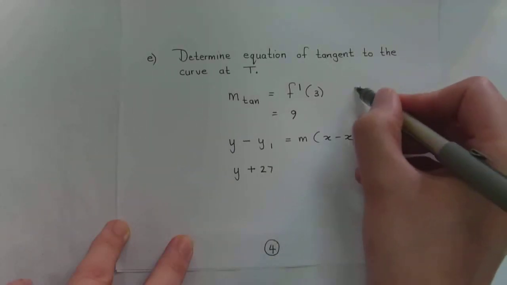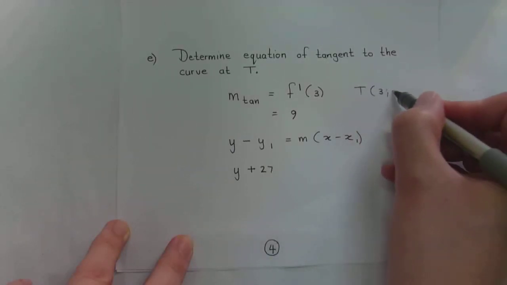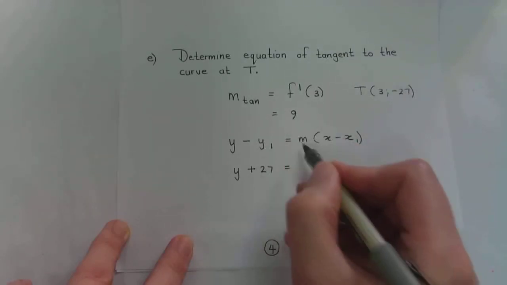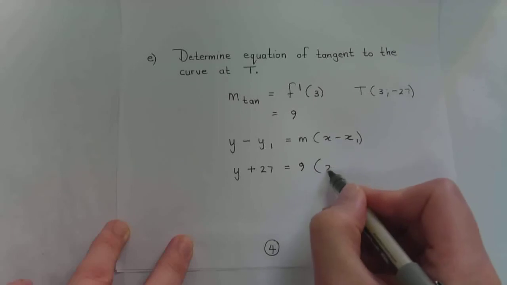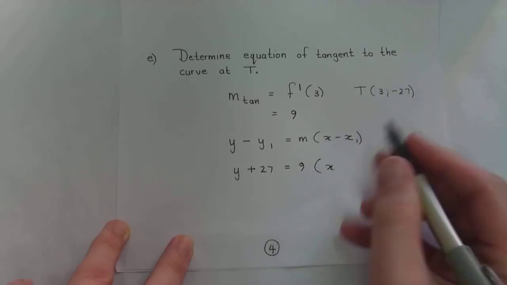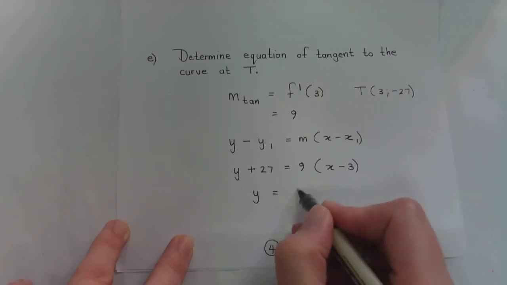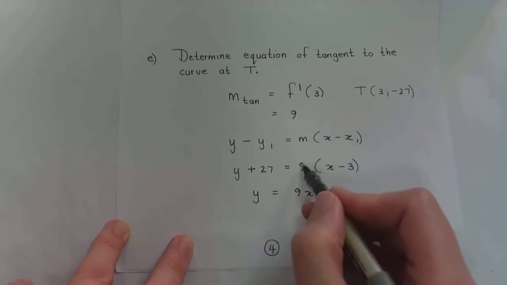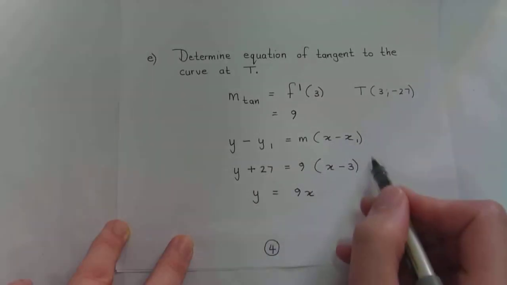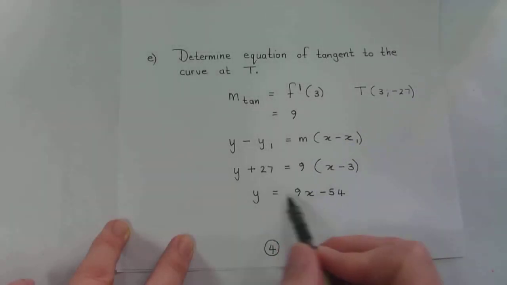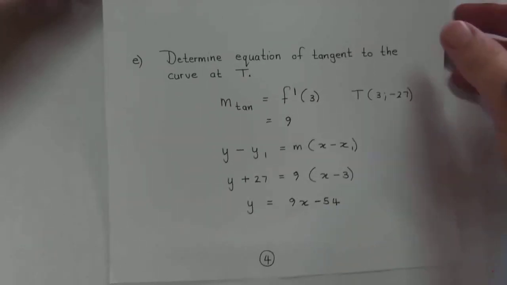So it's y minus negative 27, so it's y plus 27, because remember, T is the point (3, -27), is equal to the gradient, which I've now calculated, 9, times x minus x1, which is that 3. Which means y is then equal to 9x minus 27 minus 27, which is going to be minus 54. So that is going to be the equation of the tangent at point T.